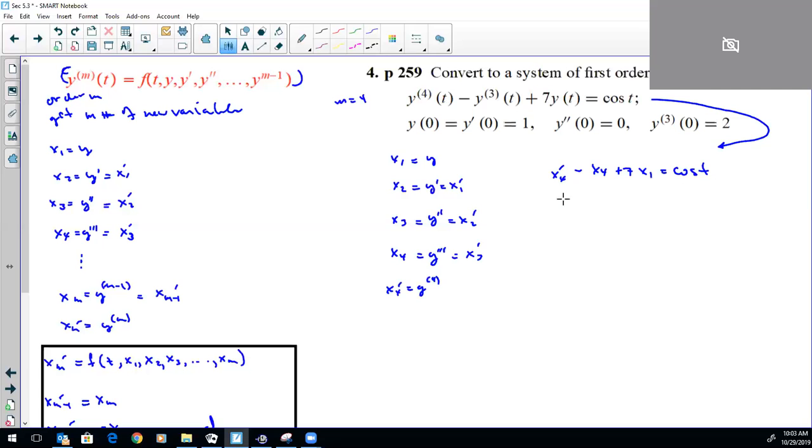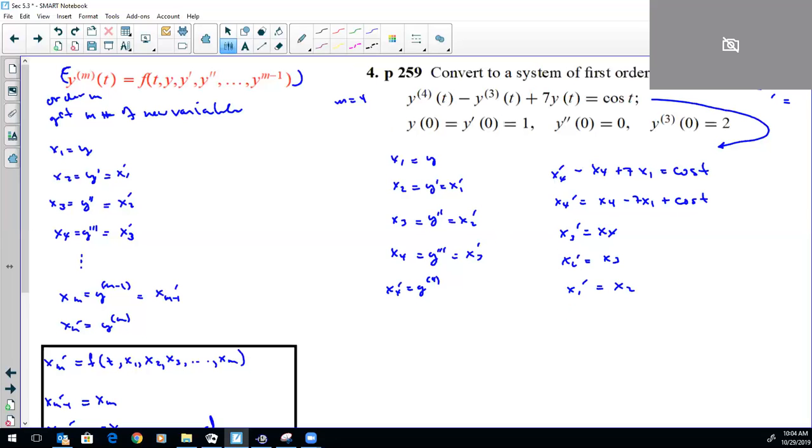So let's go through here. If we're going to put it in normal form, I need to have my primes on one side. So x4 prime is, get everything else on the other side. Let's add x4, subtract 7x1, and the cosine was already there. All right, now x3 prime is x4. x2 prime is x3, and x1 prime is x2. Okay. So these 4 differential equations are the normal form.